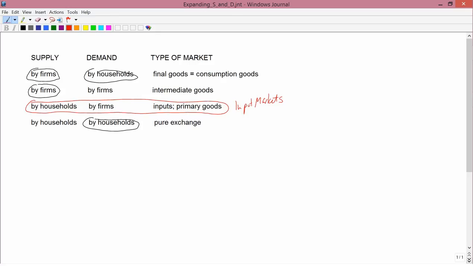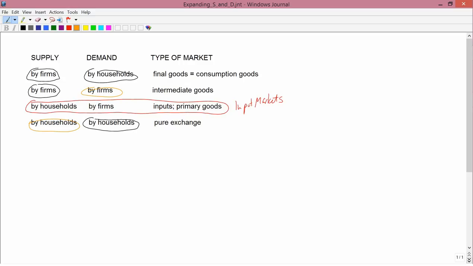Once we study input markets, we'll be able to understand any supply curve that's a supply curve by households. In other words, we'll cover this case. And we'll be able to understand any demand curve that's generated by firms. In other words, we can do that case. And therefore, we have all of them. So we won't have to talk about the second and fourth cases. We've already done the first case. Now we're going to do the third case, input markets. And that will implicitly take care of all the other cases.